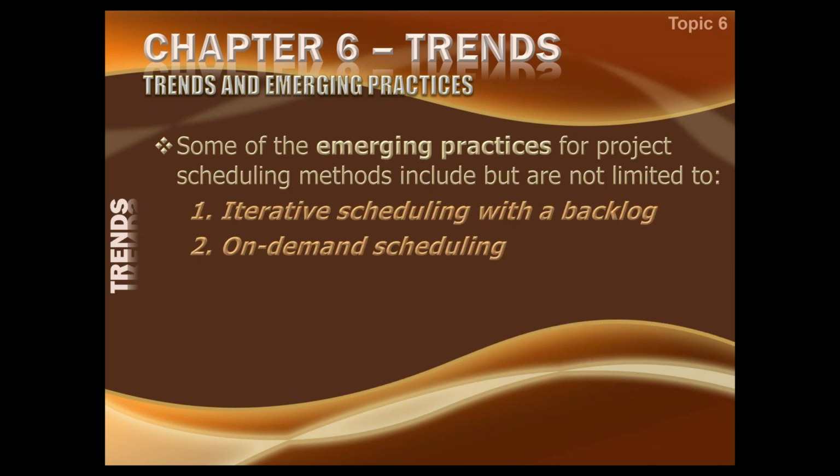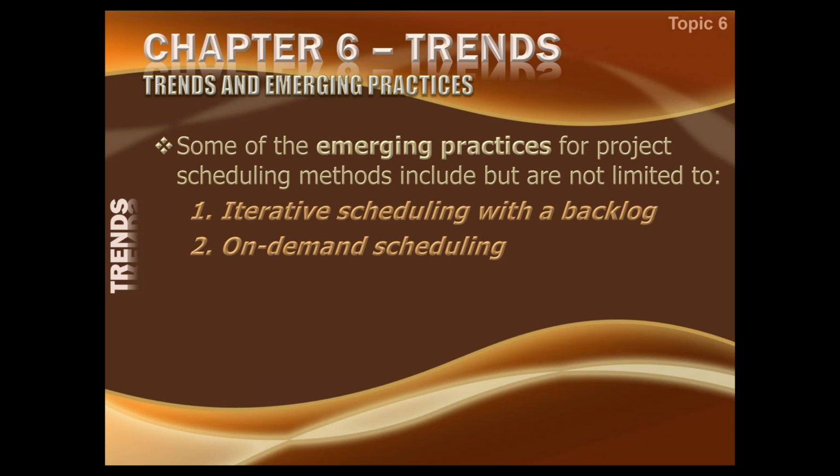Some of the emerging practices for project scheduling method include, but are not limited to, iterative scheduling with a backlog. This I have already explained to you: you create a product backlog, and out of the backlog, you fix 1 month duration for each iteration, and you say how much work can we do in 1 month. Let us only focus on this 1 month and pick up that much work which you can do in this 1 month, and the remaining work you do not plan now. You only plan for 1 month. So this is iterative scheduling with backlog. So you accomplish 1 month of work and then you pick further work and keep doing it sprint by sprint.